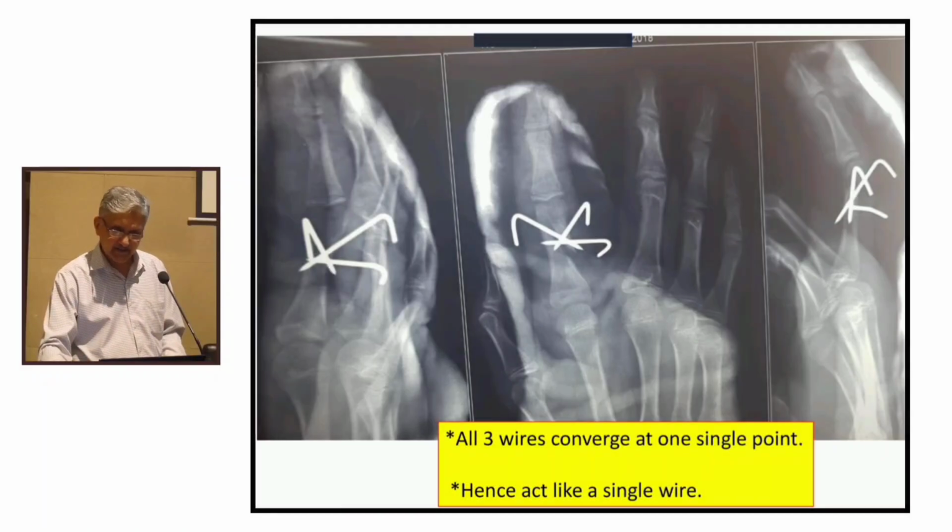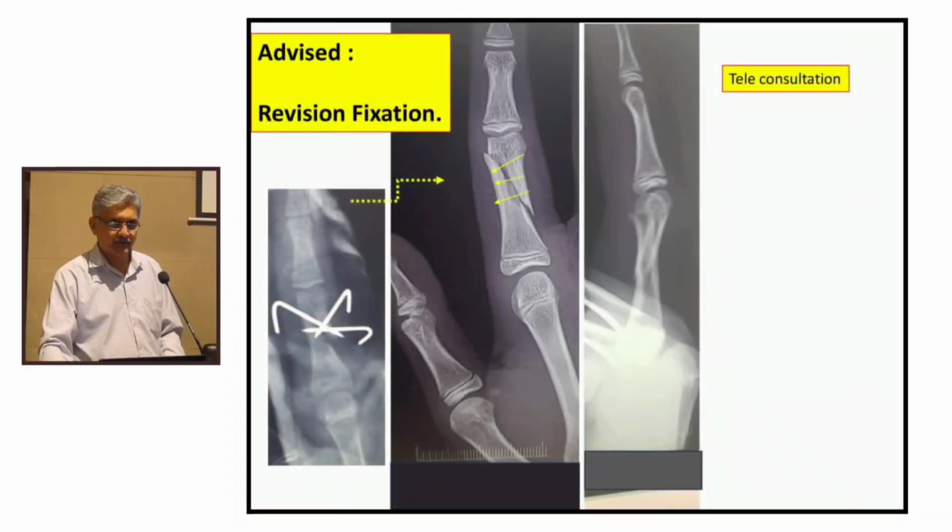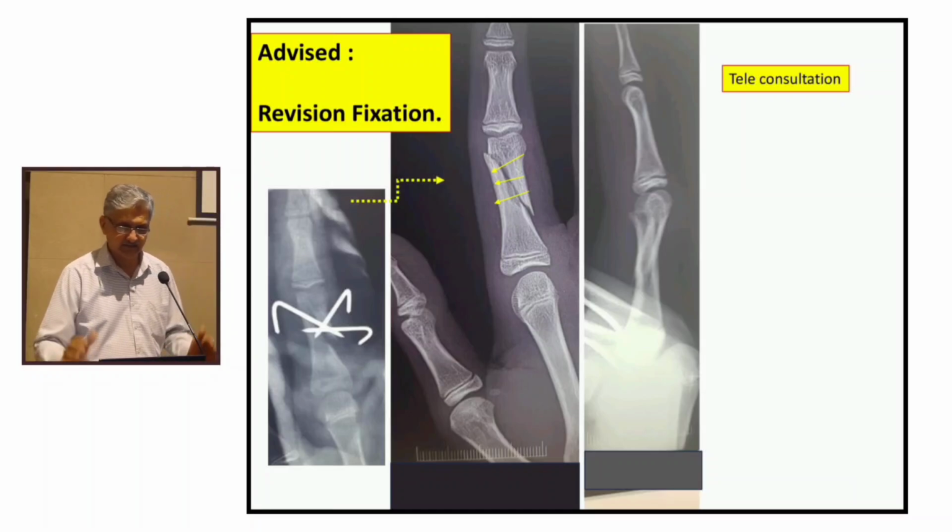Had these 3 K wires been parallel like this, probably it would have been nice enough. It's a long oblique fracture, and 3 K wires passed transversely would have been better. Leave aside the management of the sagittal lateral bands which are converging from there, but this would have been stable as against a single 3 K wire converging at a single intramedullary location.